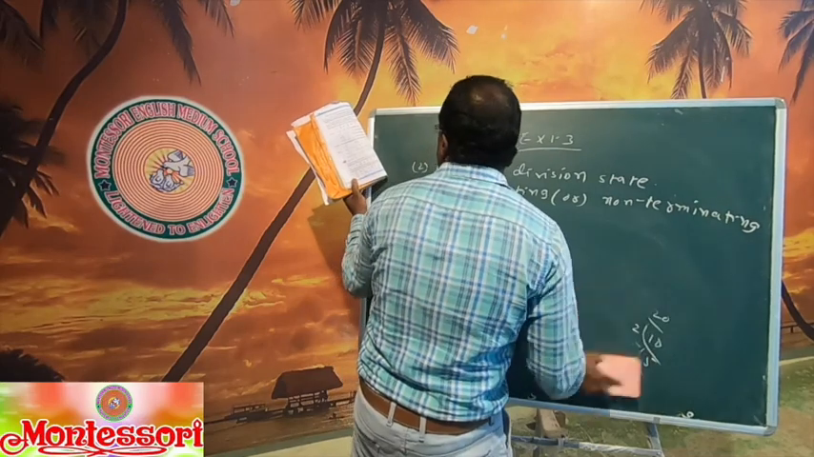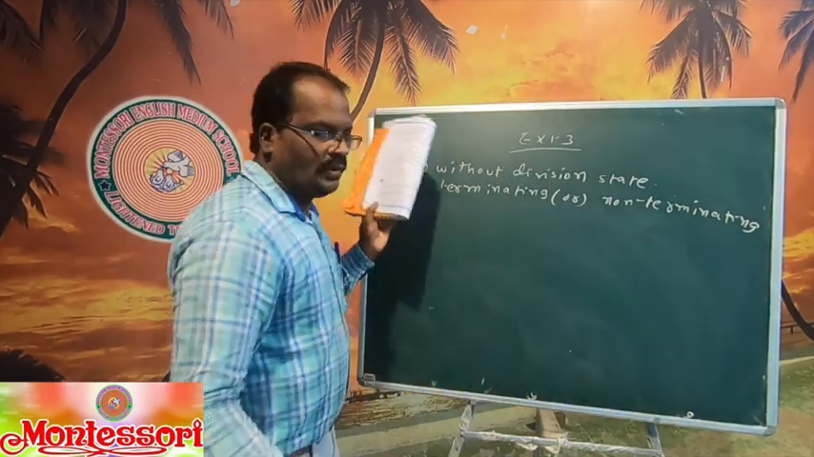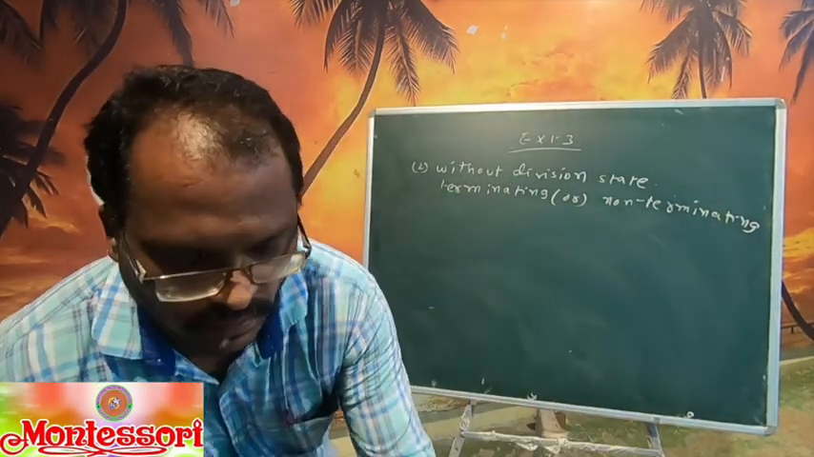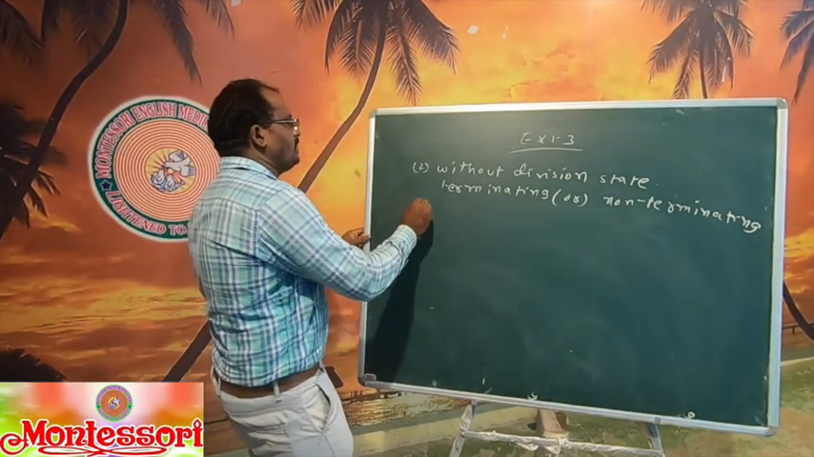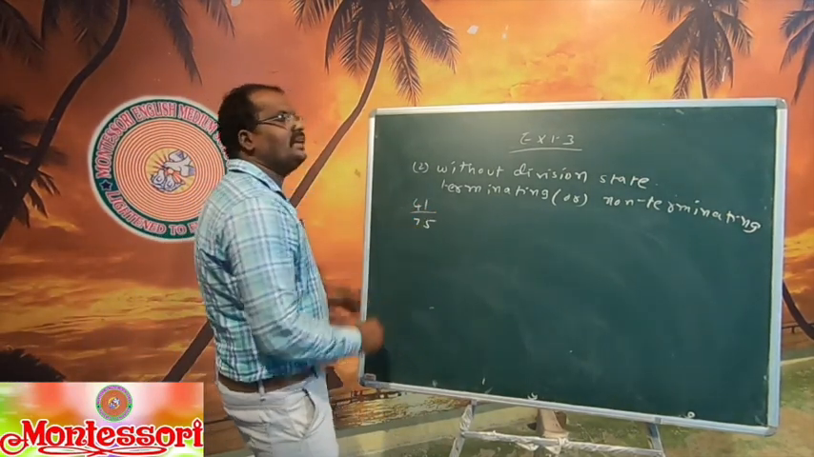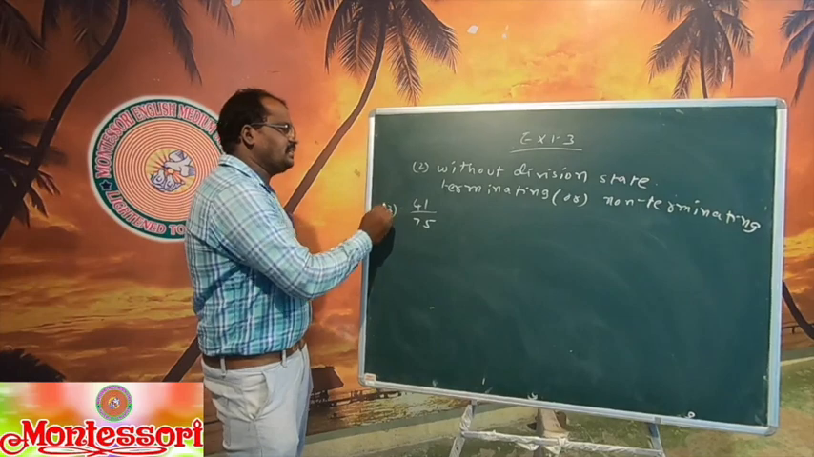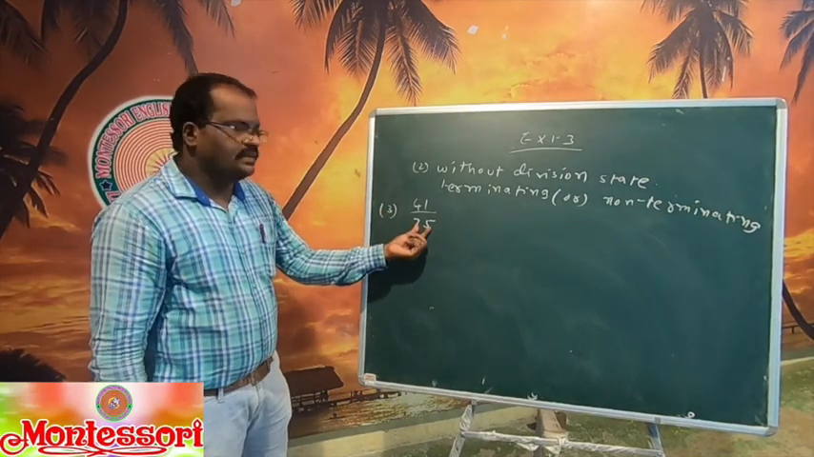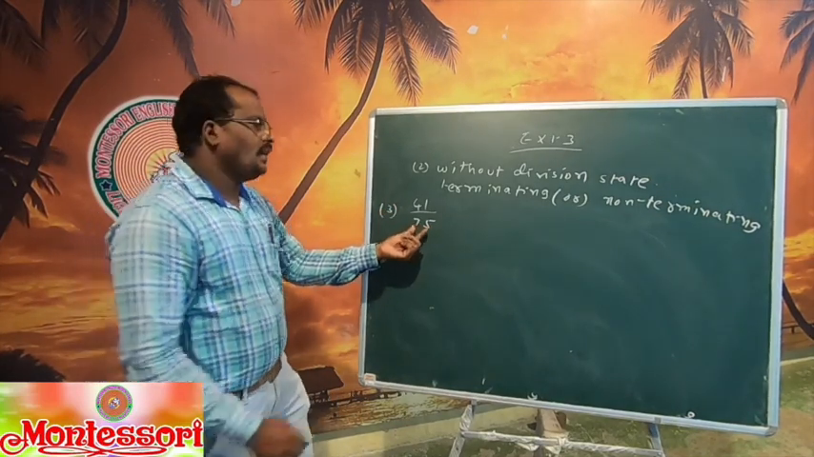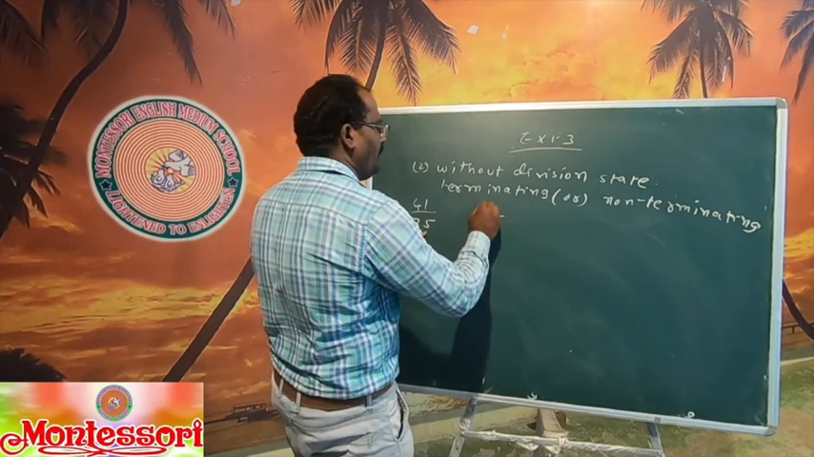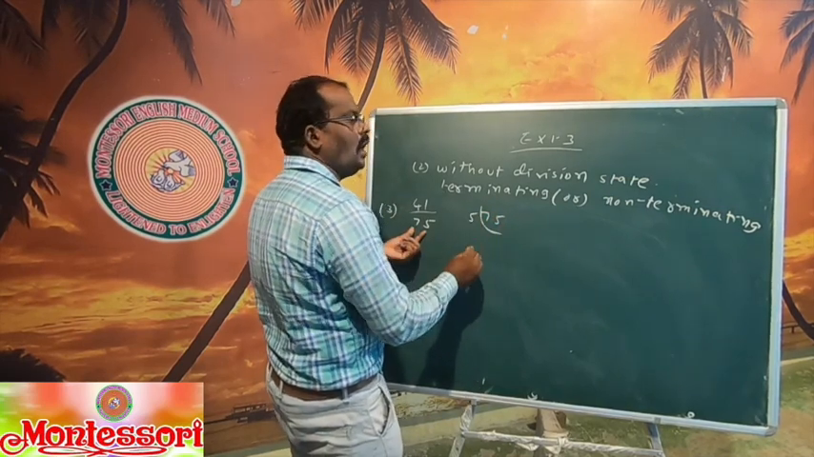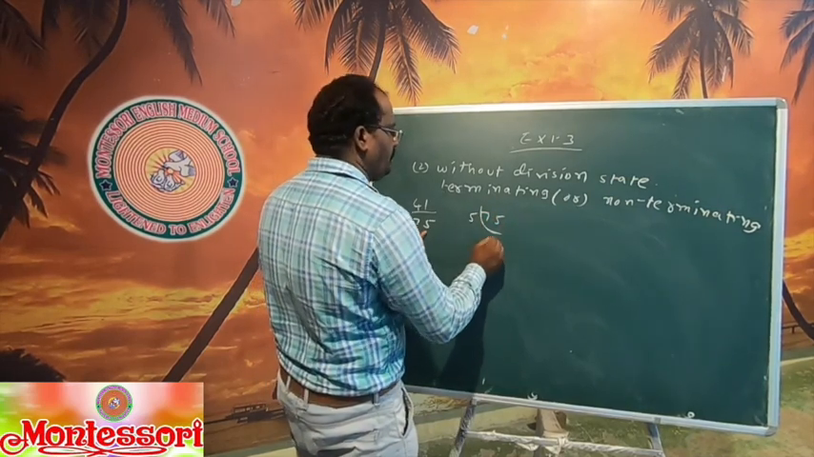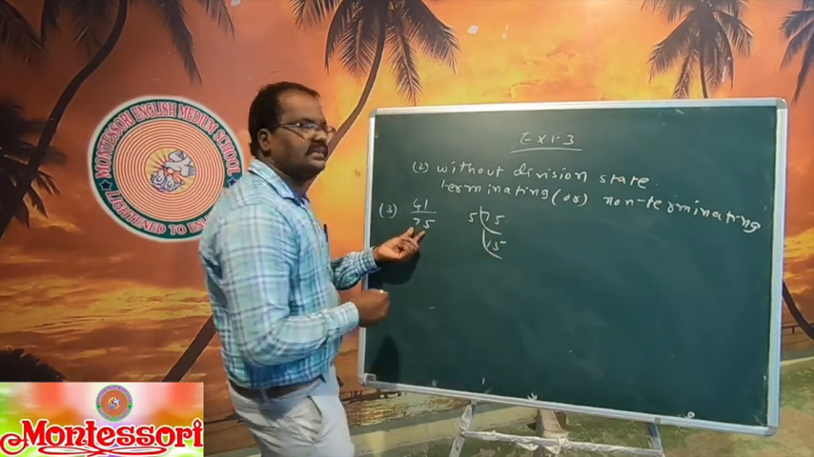Here one question is there: 41 by 75. This question is there. So, which is the denominator here? 75. You find the factors of 75. You start with 5. How many times will it come here? 5 times 15 is 75.